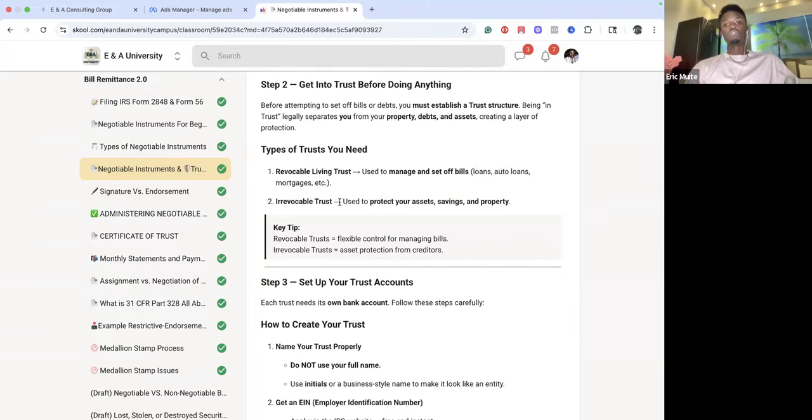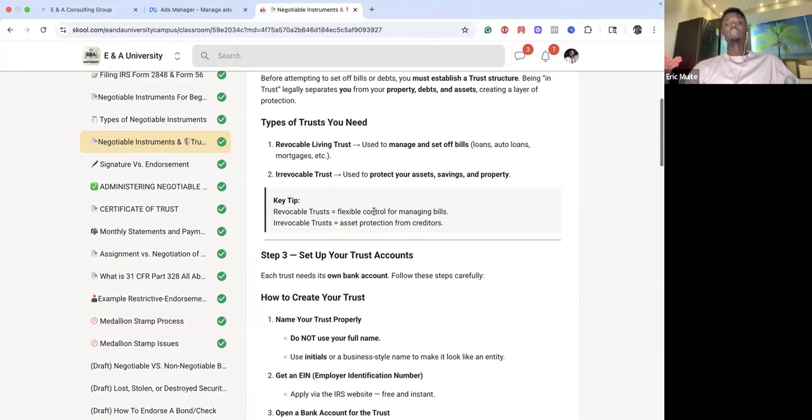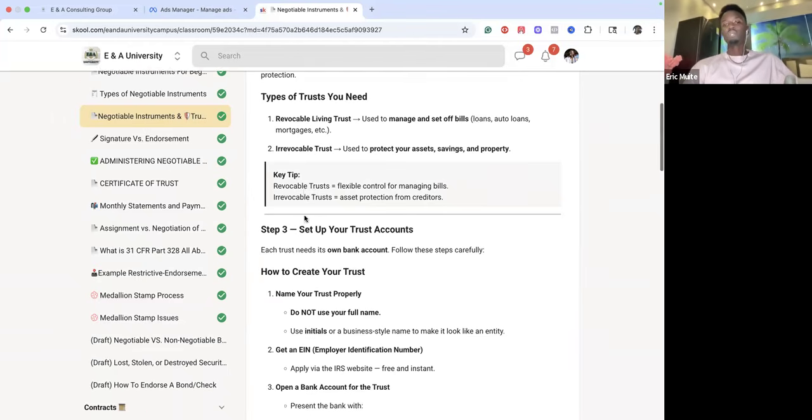And then the irrevocable trust is used to protect them, right? And so once you set them off, you then move them into your irrevocable, right? And that's where a lot of individuals don't realize that you may have set it off, but it doesn't protect you from creditors, because these creditors are money hungry. And so they're going to do everything in their power to try to make some money.